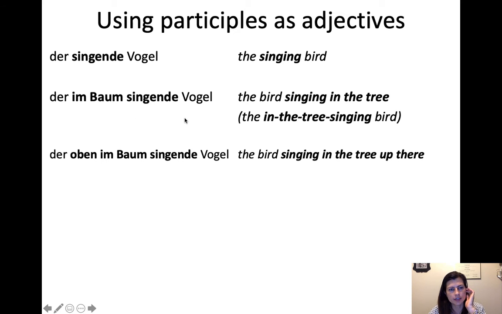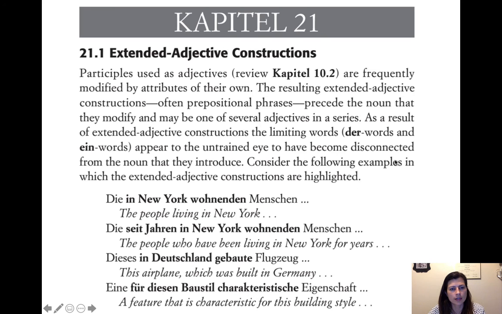So there's that, and then der oben im Baum singende Vogel, the bird singing in the tree up there. I just added an adverb, oben, up there or above. So you could say it's the above in the tree singing bird, all one thing. And then the better translation, of course, would be the bird singing in the tree up there, or above. So these are the extended adjective constructions.